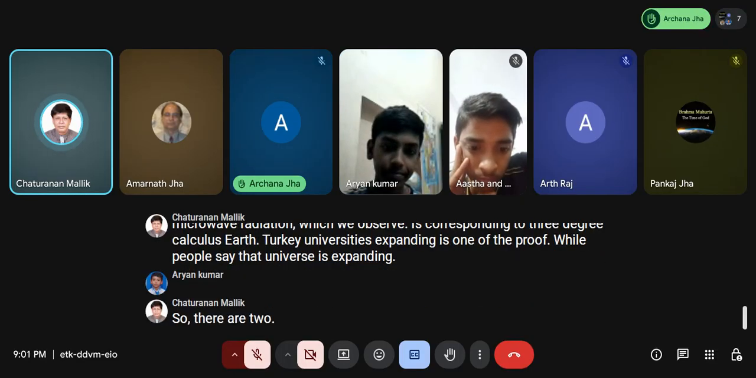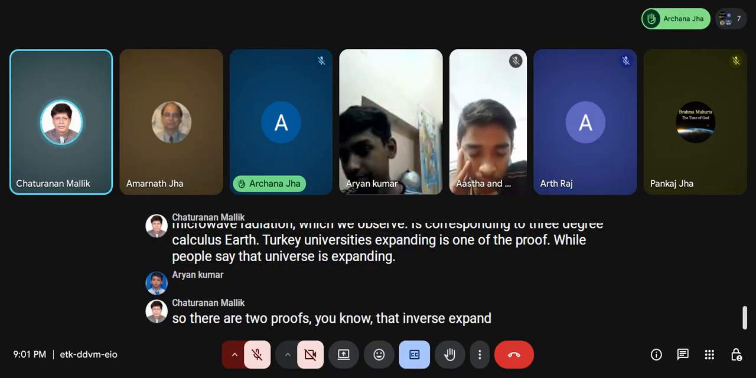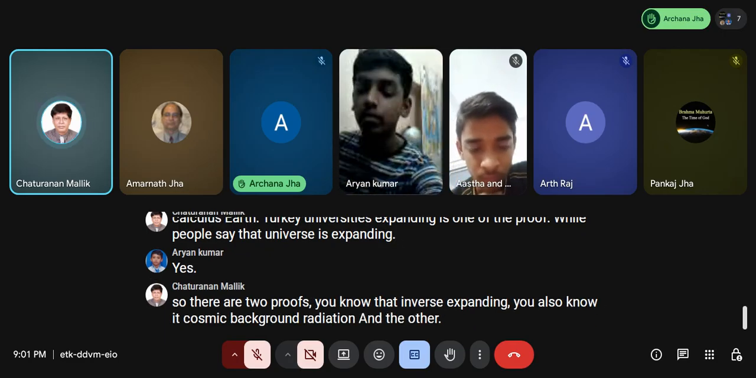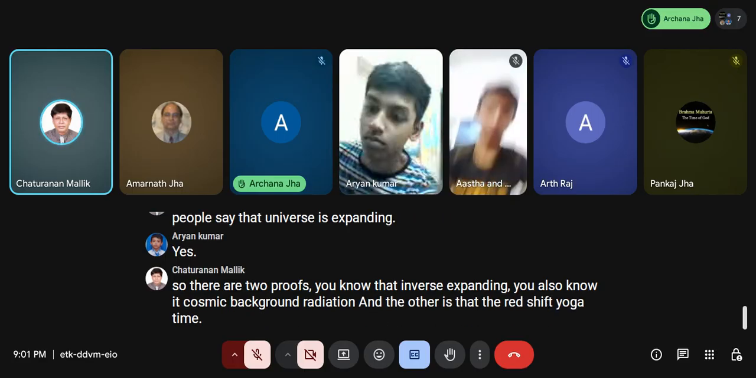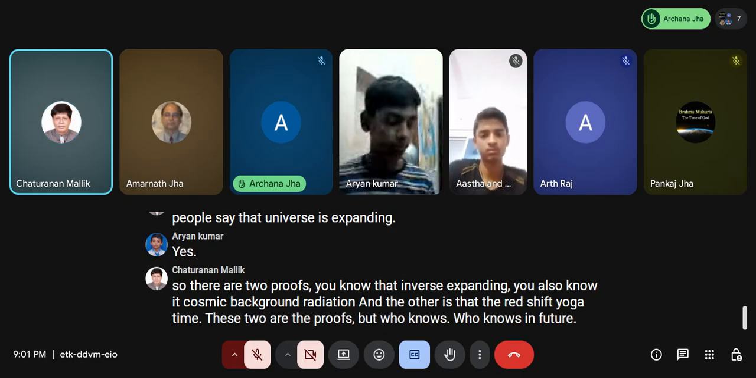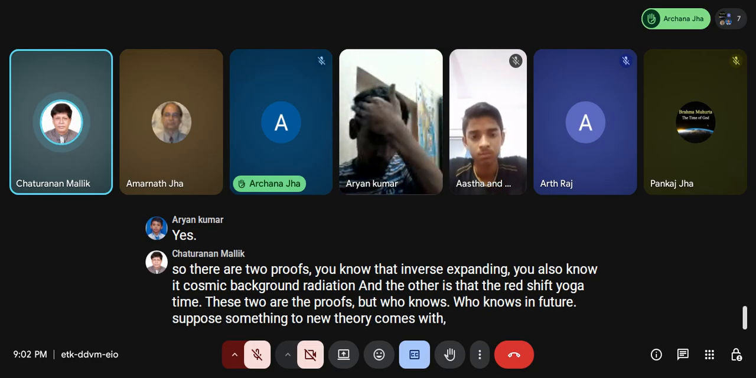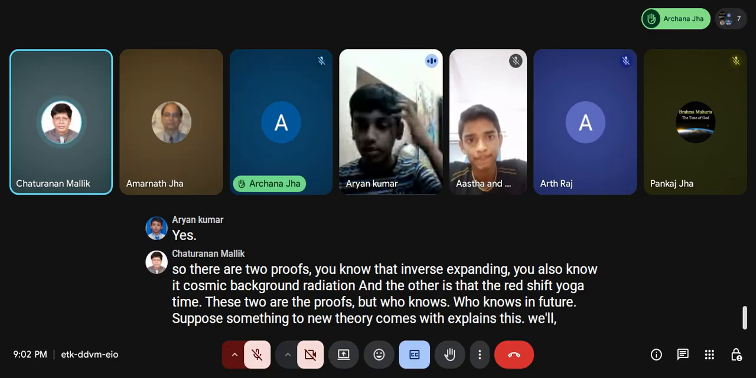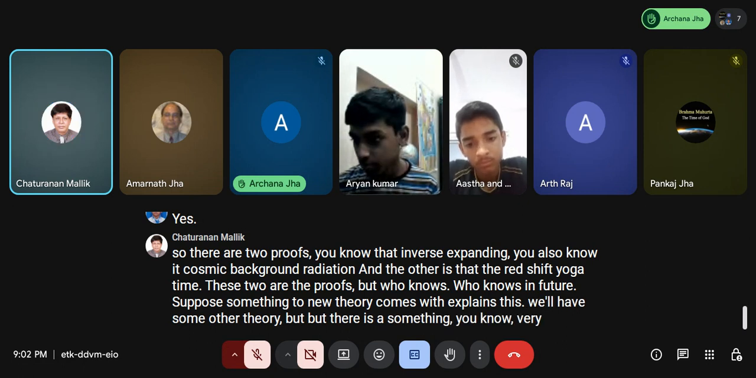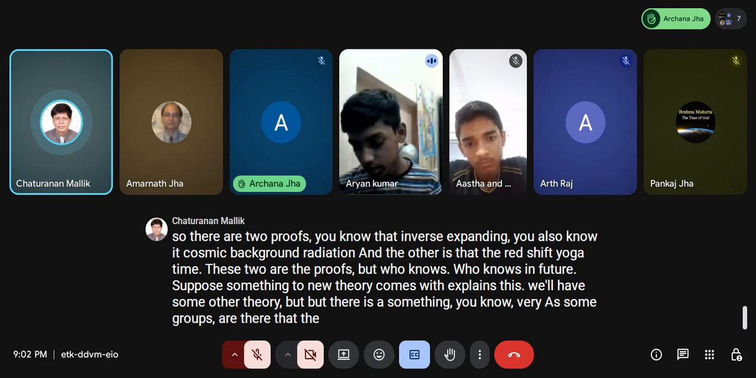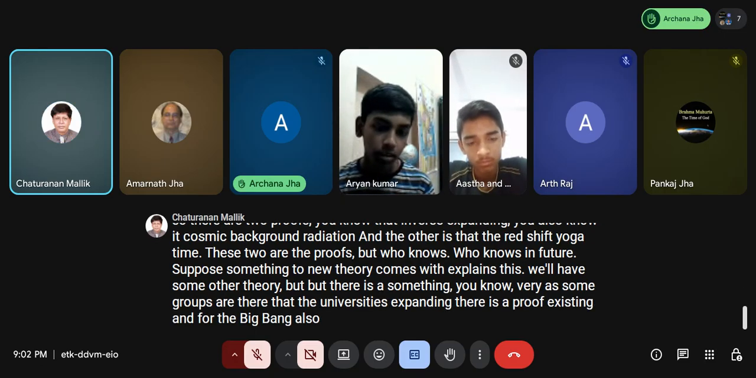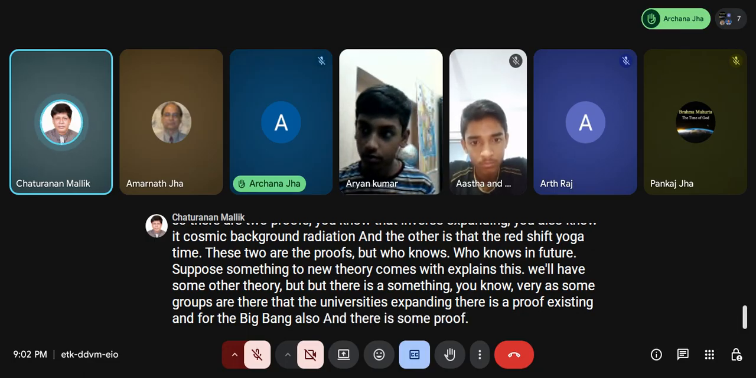Hello, sir. So there are two proofs that the universe is expanding. One is the cosmic background radiation, and the other one is the red shift. So these two are the proofs. But who knows? Who knows in future? Suppose some new theory comes which explains this. We'll have some other theory, but some proofs are there that the universe is expanding. There is a proof existing, and for the Big Bang also. It is not just talk in the air, there is some proof existing.